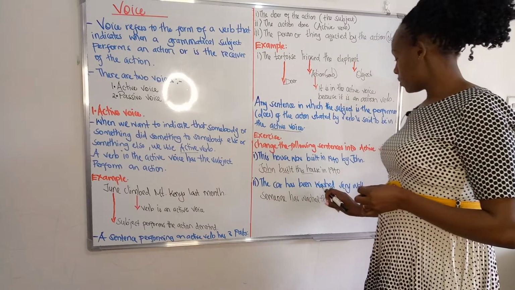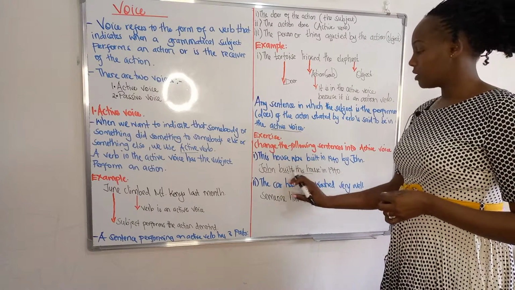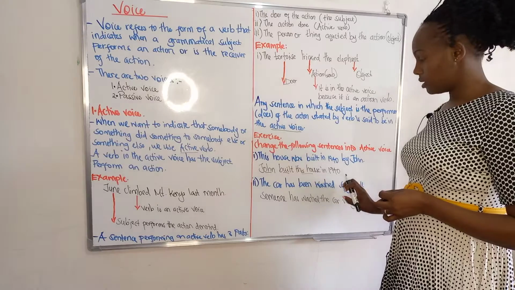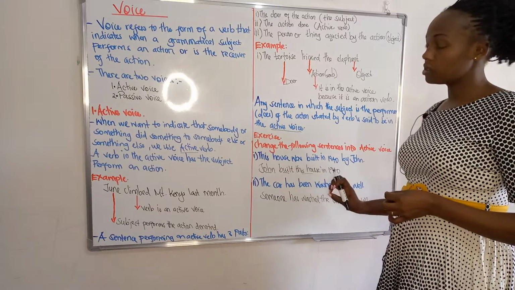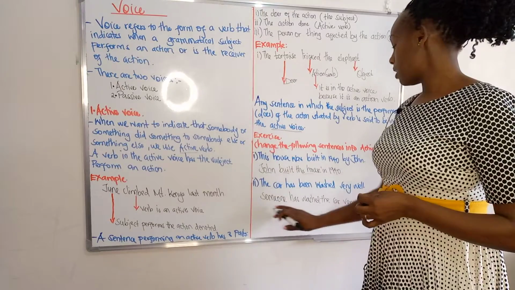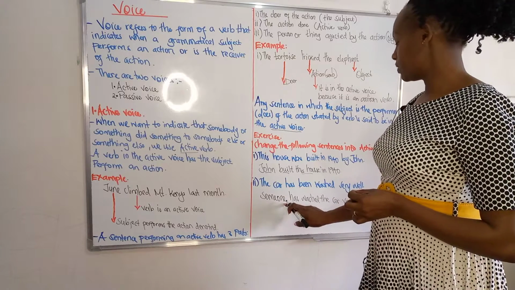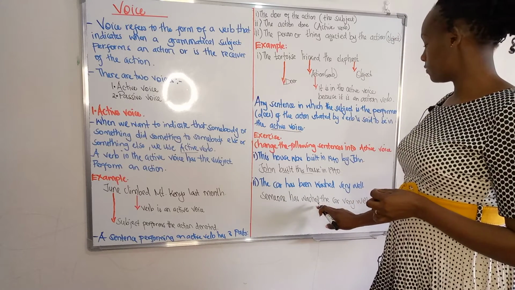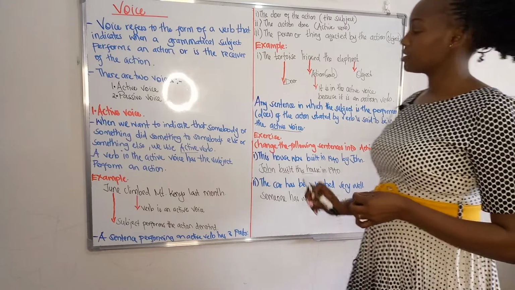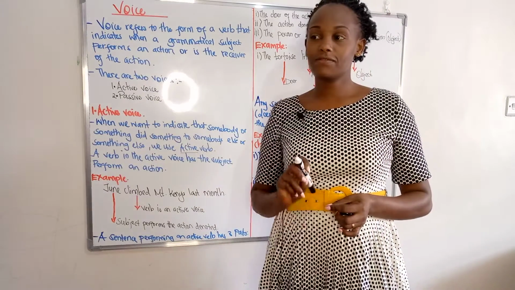The car has been washed very well. We have not been given here the doer. The doer has not been named. So in this case, we will say: someone has washed the car very well. Here, someone becomes the doer, has washed becomes our active verb, and the car becomes the object in active voice.